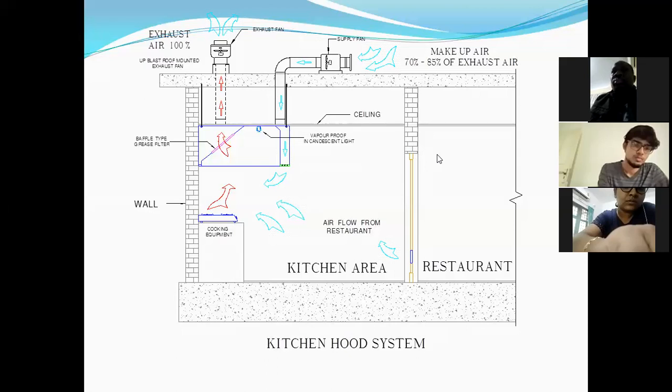Correct. If you are exhausting 100%, 100% fresh air should come inside. But here what we are doing is mainly taking only 80%, 70 to 85%. In between that you can take. Why are we taking only 70 to 85% of makeup air? Do you have any idea? Why do we need only 70 to 85% of air? If you are taking 80%, what about the other 20% of makeup air? From where will we be getting that?